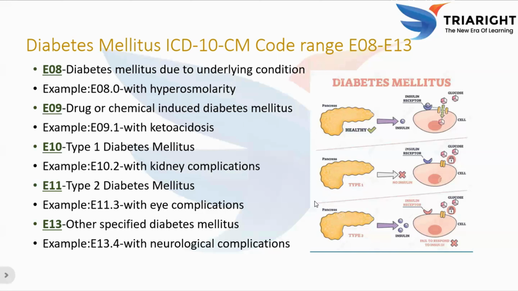I already told you what type 1 diabetes mellitus is. The body does not produce insulin because the immune system destroys the pancreatic cells. As the body does not produce insulin, the cells do not respond to insulin and there will be no glucose or energy in the cell, resulting in type 1 diabetes. This usually starts in childhood or adolescence. For example, E10.2. What is E10.2? Type 1 diabetes mellitus with kidney complications.